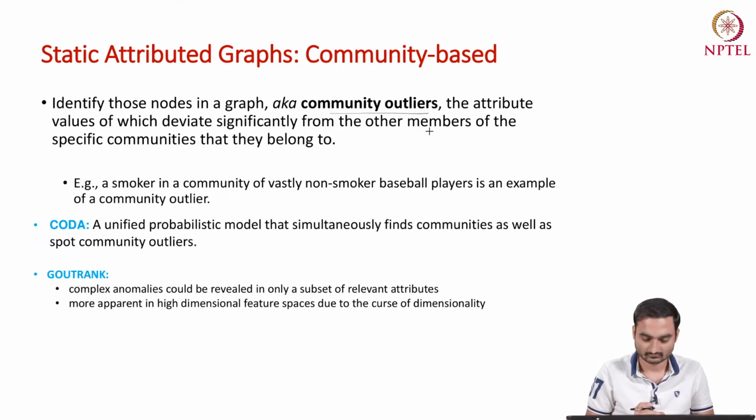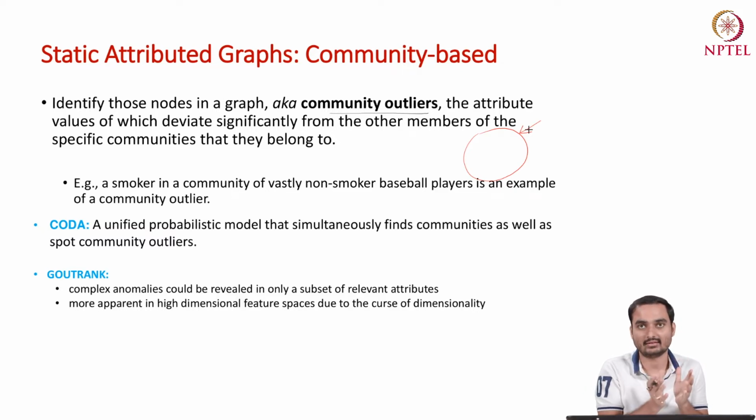What does it mean? Think of a smoker in a community of vastly non-smoker basketball players. There is a community of basketball players and most of them are non-smokers, but there are one or two players who are smokers. So, with respect to this community, these two smoker nodes are outlier nodes. But if you look at the entire graph, there are many such smoker nodes, and smokers in general are not outliers. But if you look at a particular community, for that specific community, those nodes are possibly outliers.